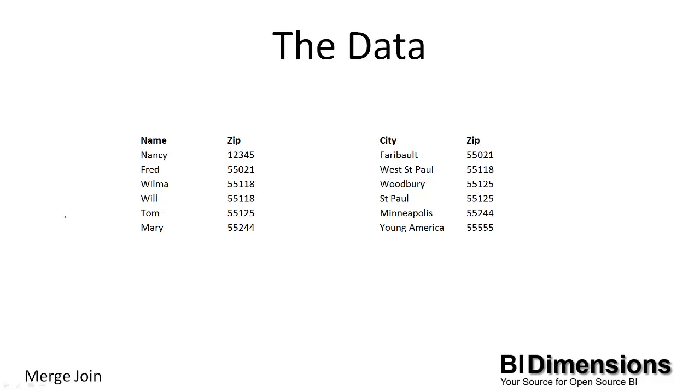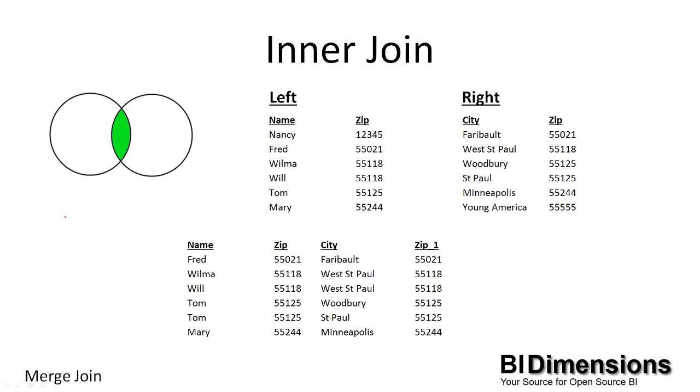So we're going to set up to have our left information be a bunch of names and the zip codes associated with them. On the right hand side, we have cities and the zip code for the cities. And what we're going to do is explore different ways of bringing these two pieces of information together based on the zip code. The first one I want to talk about is the inner join. I can see by the Venn diagram that we end up with just having data that is in both sets.